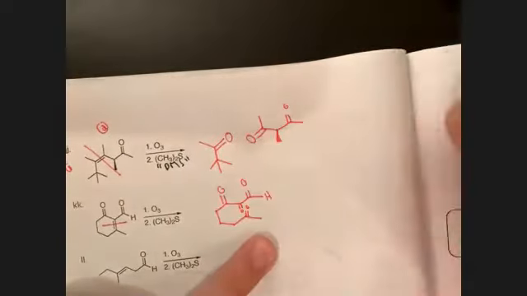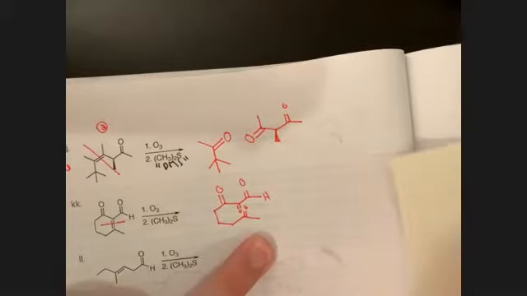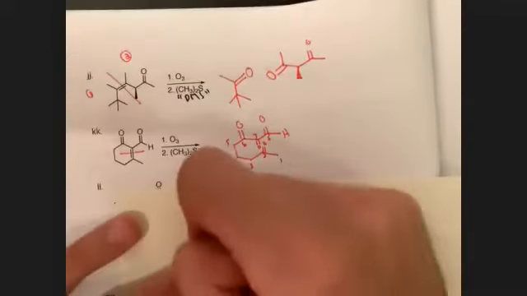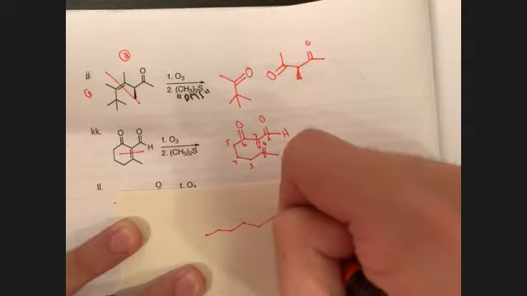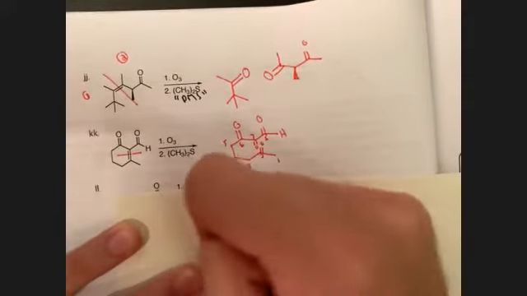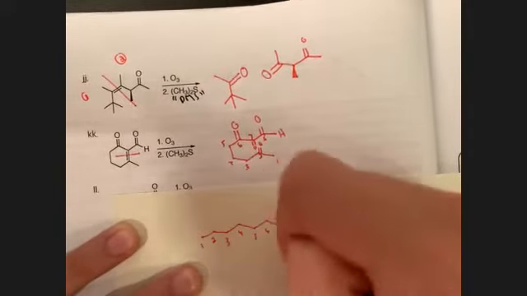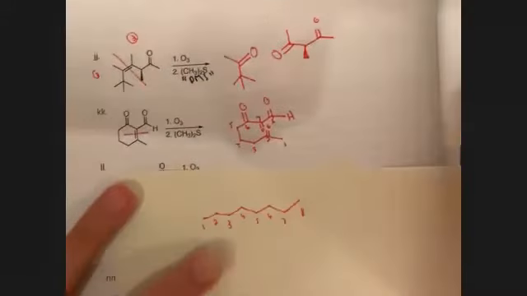So you could write the equivalent structure. This is what I would typically do on a test. I would draw this structure first, and then I would count 1, 2, 3, 4, 5, 6, 7, 8. So that means I want to draw an 8 carbon chain. You draw an 8 carbon linear chain.